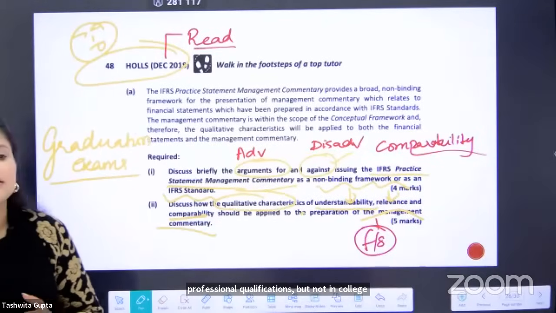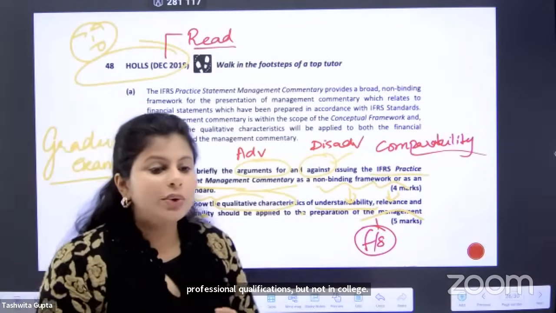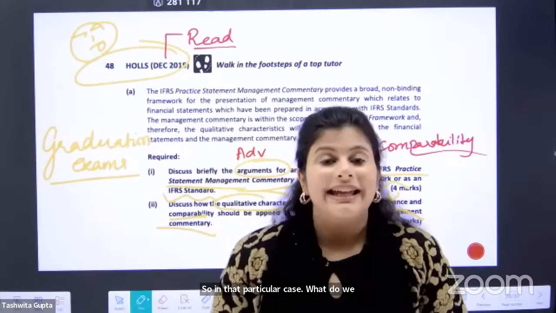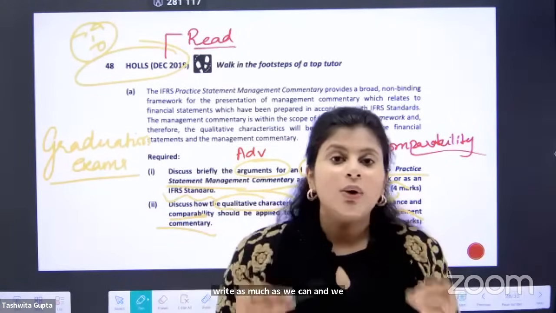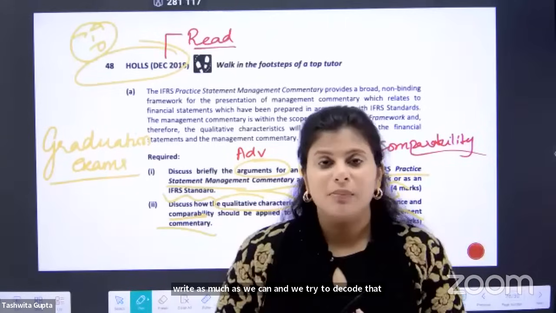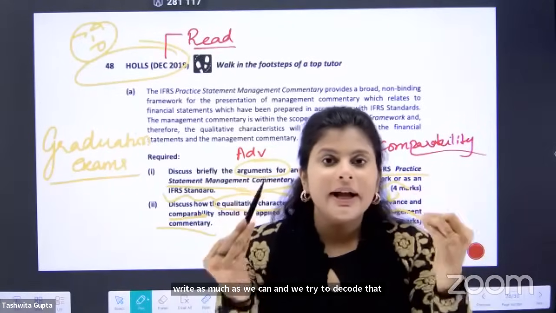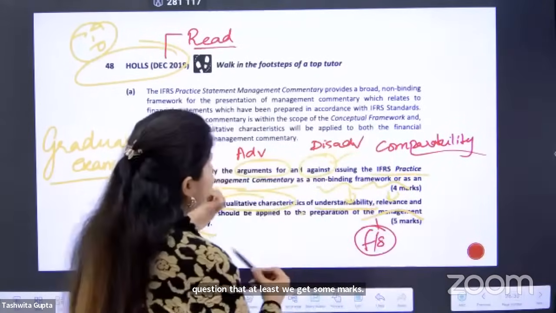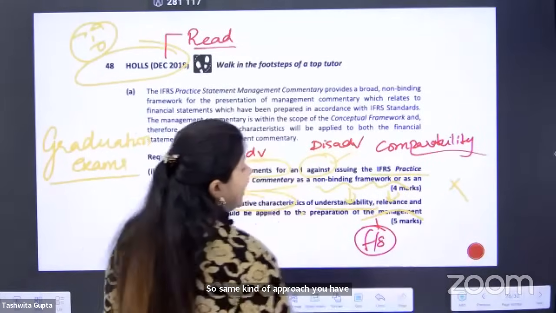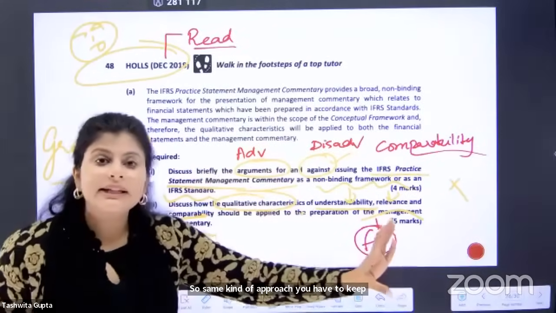So in that particular case, what do we do? We try to write as much as we can, and we try to decode that question so that at least we get some marks. So the same kind of approach you have to keep here. You are not supposed to leave them blank. You are not supposed to panic.